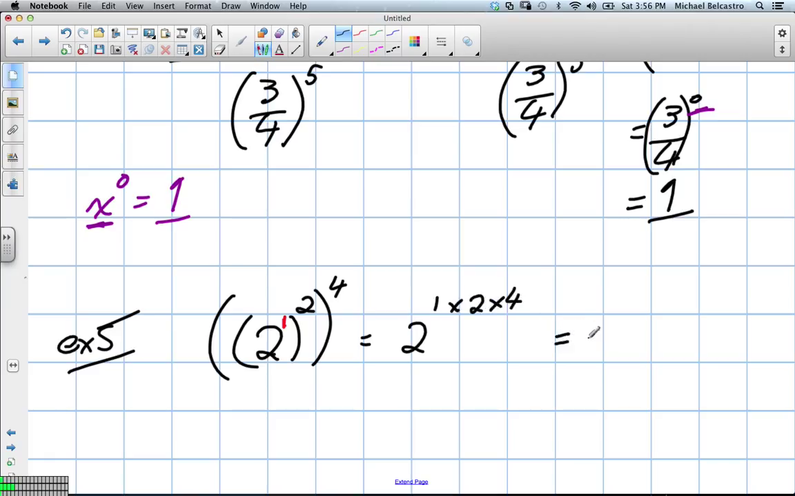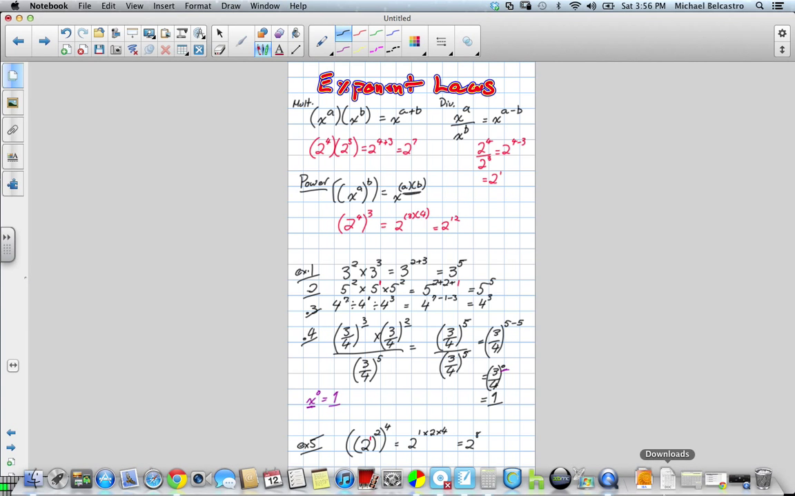So what do we get? 8. That's right. 2 to the power of 8. Excellent. Okay. So those are exponent laws.